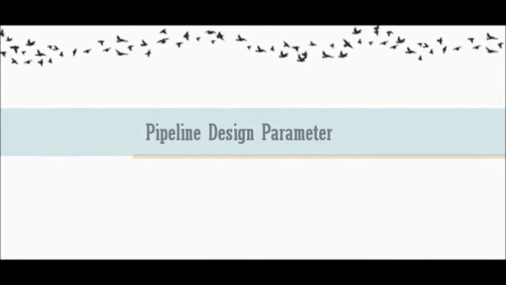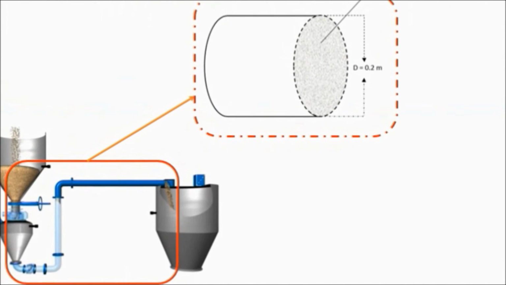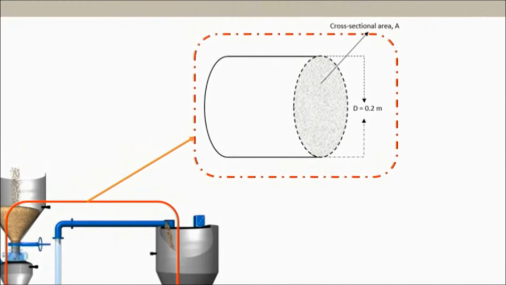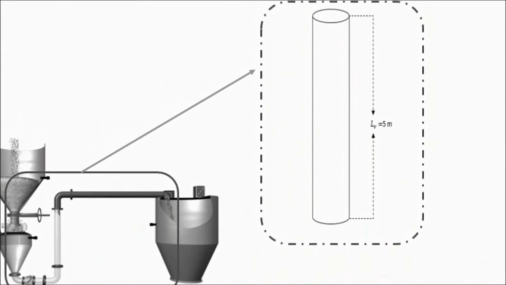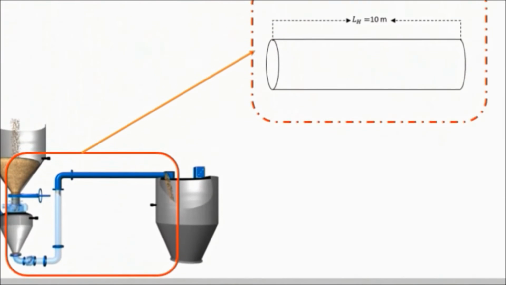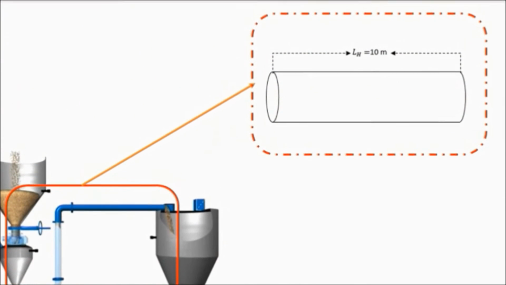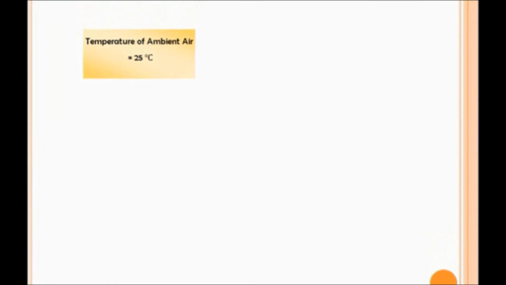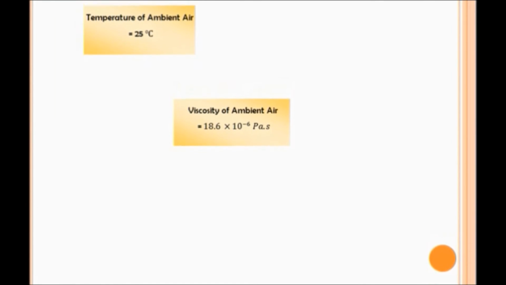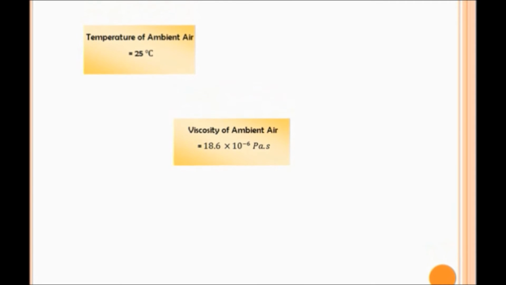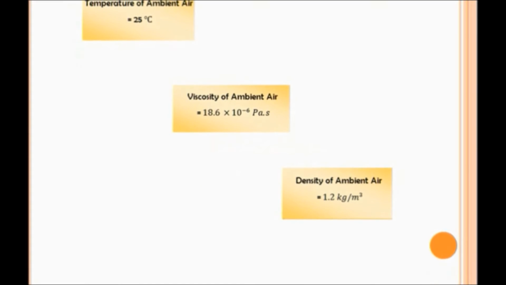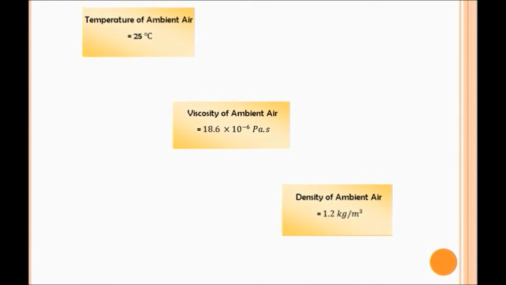For further explanation, let's look at the pipeline design parameters. The pipe has an inside diameter of 0.2 meter, whereas the length of the vertical pipeline is 5 meter and the horizontal pipeline is 10 meter. The viscosity and density of ambient air at 25 degrees Celsius are 18.6 times 10 to the power of negative 6 Pascal second and 1.2 kg per meter cube.